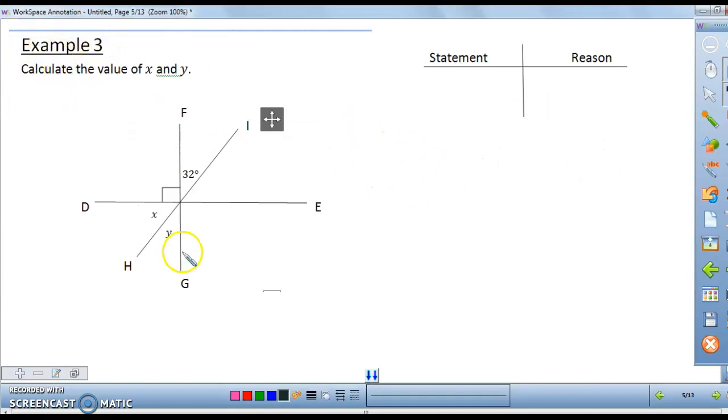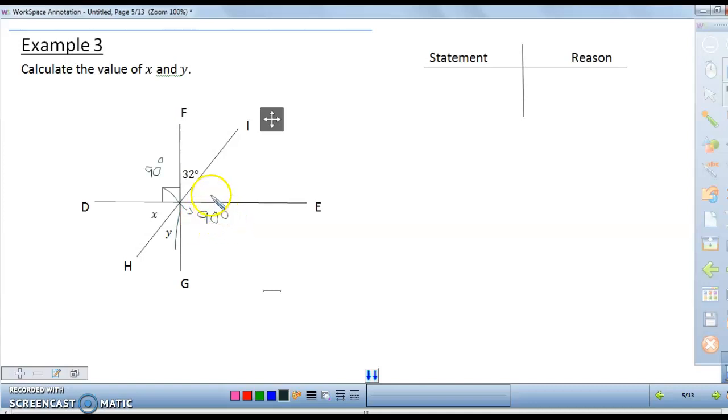In example 3, you have to calculate the value of x and y. So what have you got? Here's your diagram. You have a lot of straight lines crossing each other. Here we can work with vertically opposite angles because we know that they are equal. So let's just mark all the information on the diagram. What does the square mean there? It means I've got a 90-degree angle. And can you see this straight line? I form a vertically opposite angle there, so that angle is 90 degrees.